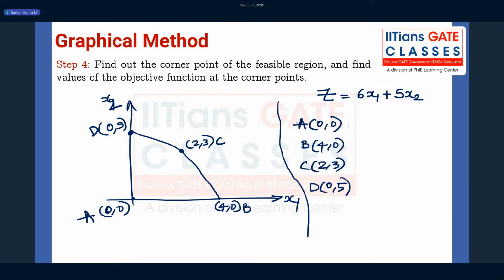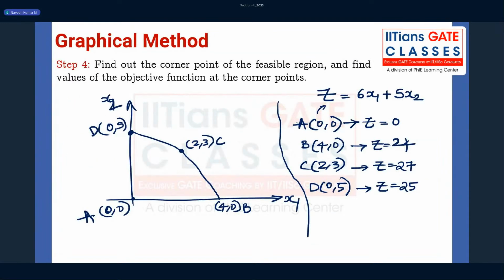At each point you have to evaluate this z. At A, this will be 0 plus 0, 0. At B, 6 into 4, 24, plus 0, so z is equal to 24. At C, 6 into 2 is 12 plus 5 into 3 is 15; 12 plus 15 is 27. At D, 0 into 6 is 0, plus 5 into 5, 25. So this is 25. We are just substituting the values and evaluating.